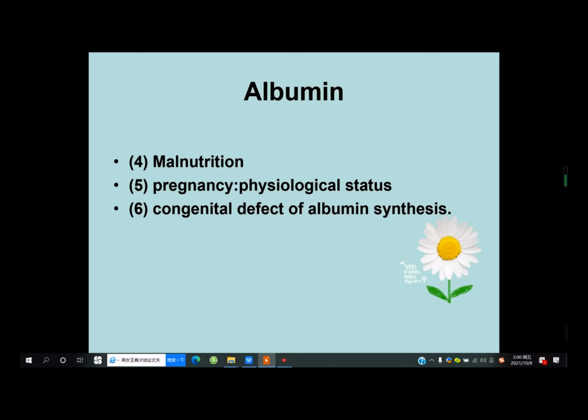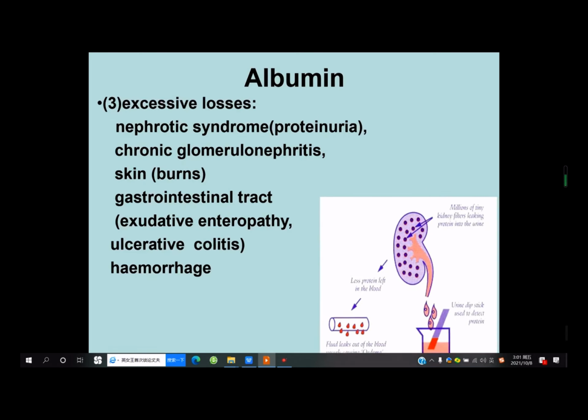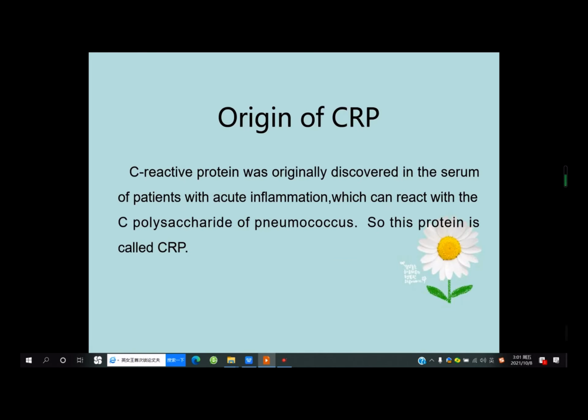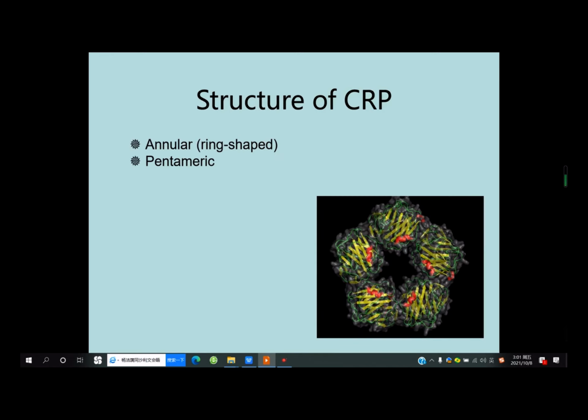The three kinds of protein I want to introduce, the first is CRP. C-reactive protein was originally discovered in the serum of patients with acute inflammation, which can react with the C polysaccharide of pneumococcus. So this protein is called CRP. The shape of CRP is like a ring, which has a pentameric structure.